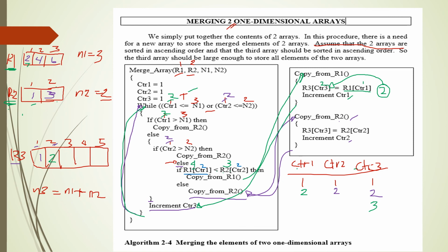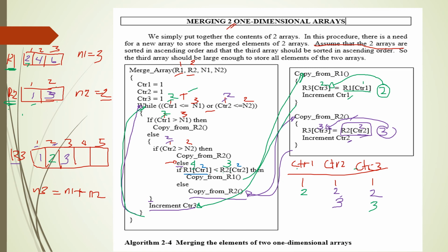Counter 2 is 2. Counter 3 is 3. R2 sub 2. R2 sub 2 is 3. So, 3 will be assigned to R3 sub 3. R3 sub 3 is 3. And then, increment CTR2, magiging 3. Okay?